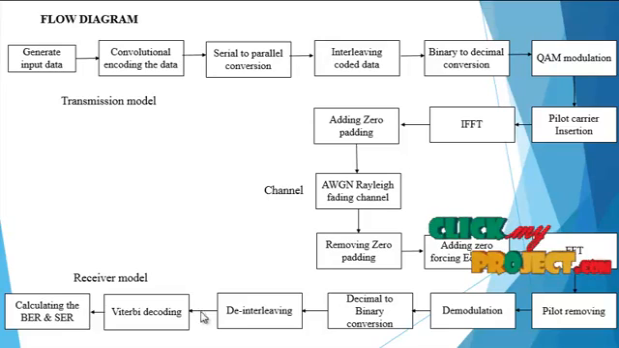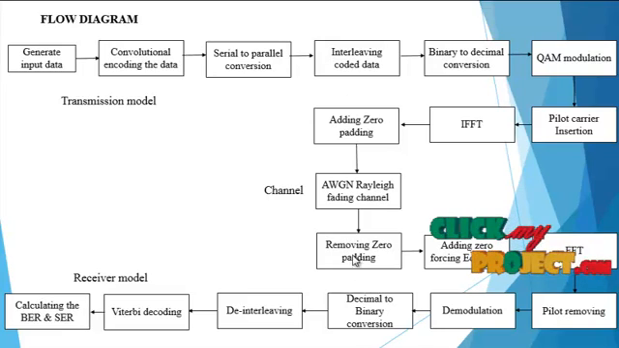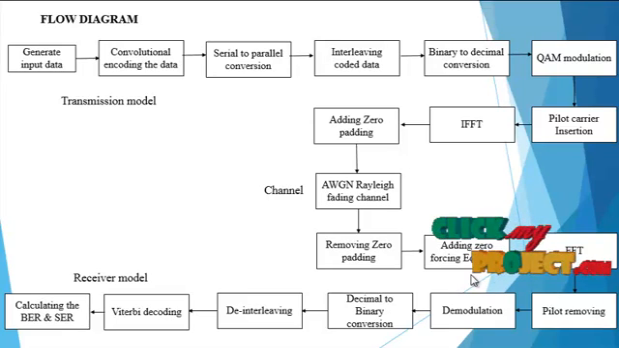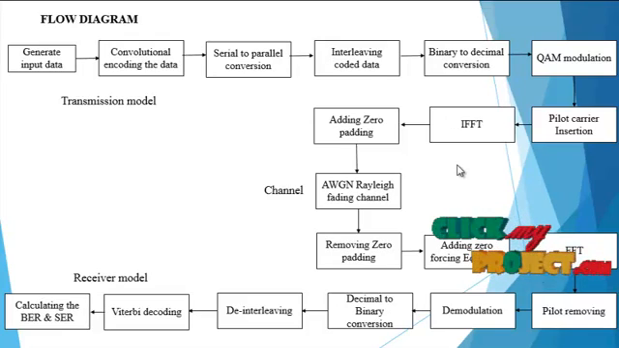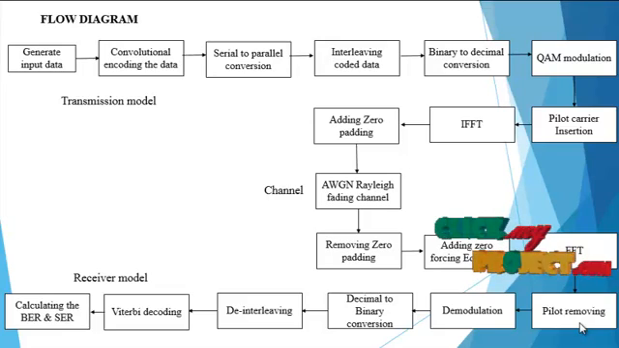In the receiver model technique, we remove the zero padding, and all the process is the inverse of the transmission model. So here we remove the ZP, and then add the zero forcing equalizer, that is the ZF equalizer, and then the FFT. In the transmission model we use the IFFT process, and in the receiver model we use the FFT process. Then the pilot removal is done.